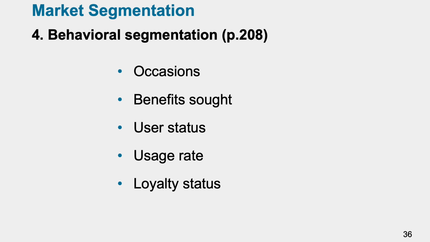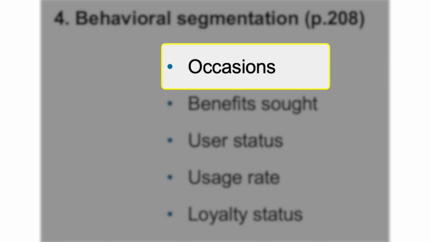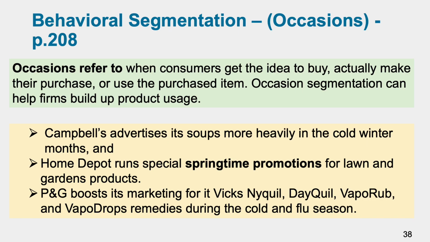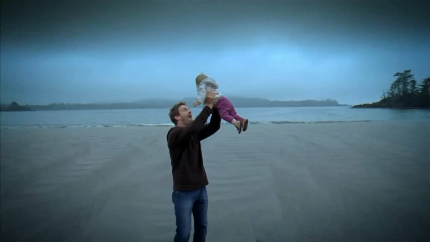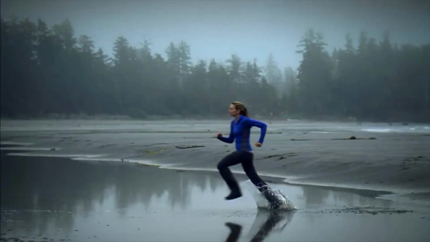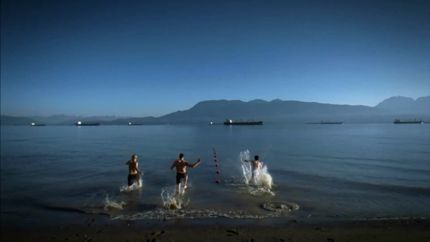First, we'll see the occasion type of segmentation. Occasions refer to when consumers get the idea to buy, actually make their purchase, or use the purchased item. Occasion segmentation can help the firm build up product usage. Campbell Soup advertises its product more heavily during the cold winter months.